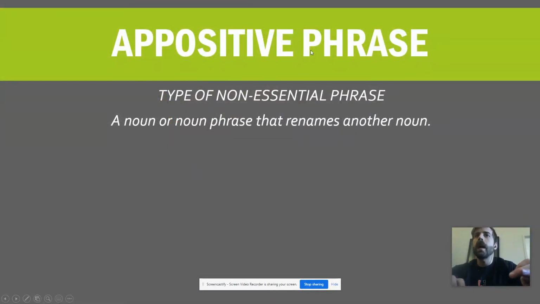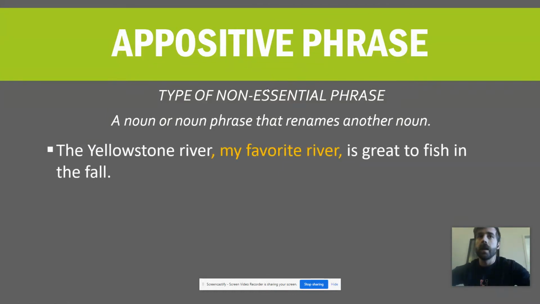All right, so an appositive phrase is a type of non-essential phrase, and it's basically a noun or a noun phrase, a group of words that renames another noun that we've already introduced into our sentence. So here's an example. The Yellowstone River, my favorite river, is great to fish in the fall. Now notice how this is acting like a non-essential phrase, right? It's interrupting the flow of my sentence. I could take it out and the meaning of the sentence doesn't change. This is extra information. I want you to know that the Yellowstone River is my favorite river.